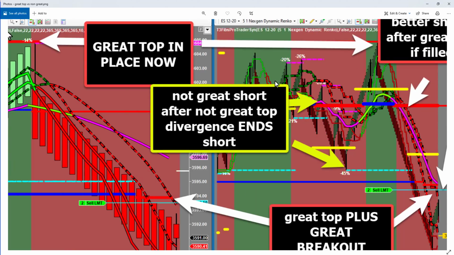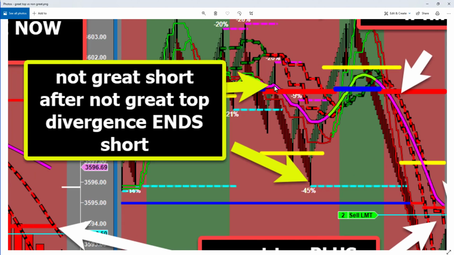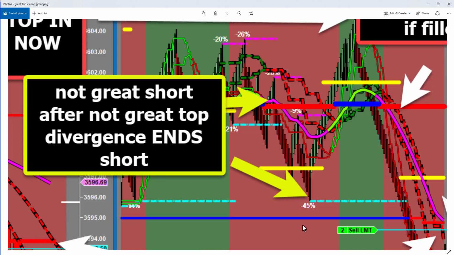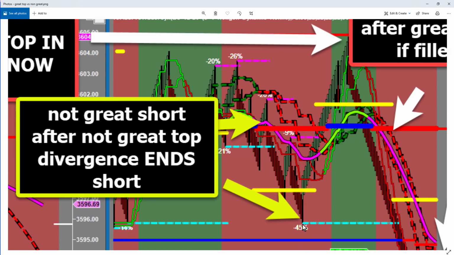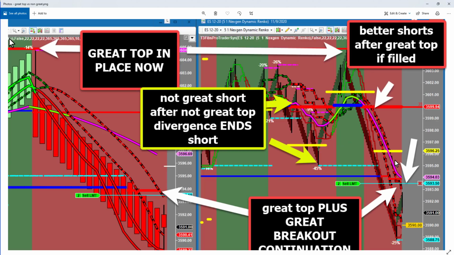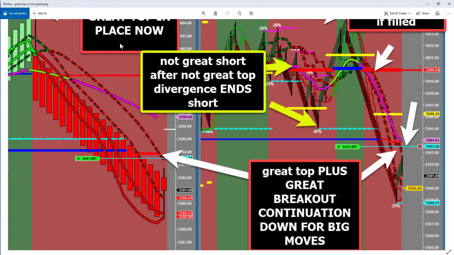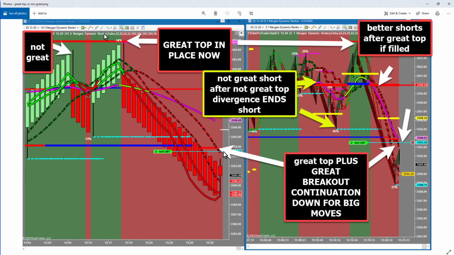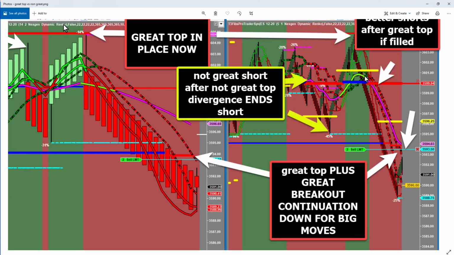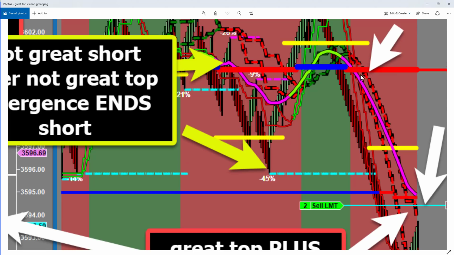If you're in a not so great short, which I'm totally okay with, you just have to make sure that you manage, because divergence will ruin your day. And it doesn't take 2 or 3 of them, it takes 1 if it's a not great short. Fair enough? And then after a great short, right, or a great top in place, then you really get bigger, sharper moves. Unfortunately, I didn't get a fill right here, but then you get bigger, sharper moves.